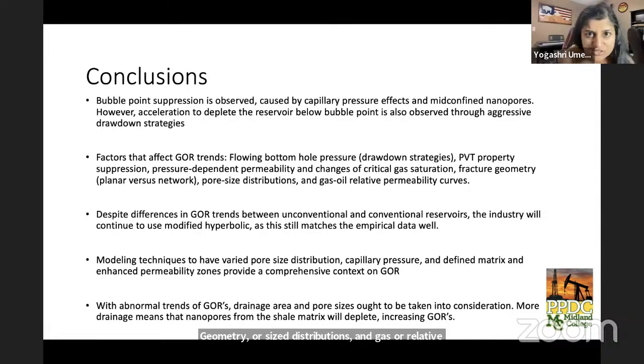So then, despite differences in GOR trends between unconventional and conventional reservoirs, the industry will continue to use modified hyperbolic models because this still matches the empirical data well. Modeling techniques have to have varied pore size distribution, capillary pressure, and defined matrix and enhanced permeability zones to provide a comprehensive context on GOR. With the normal trends of GORs, drainage area and pore sizes ought to be taken into consideration. More drainage means that nanopores from the shale matrix will deplete, which will increase GORs.